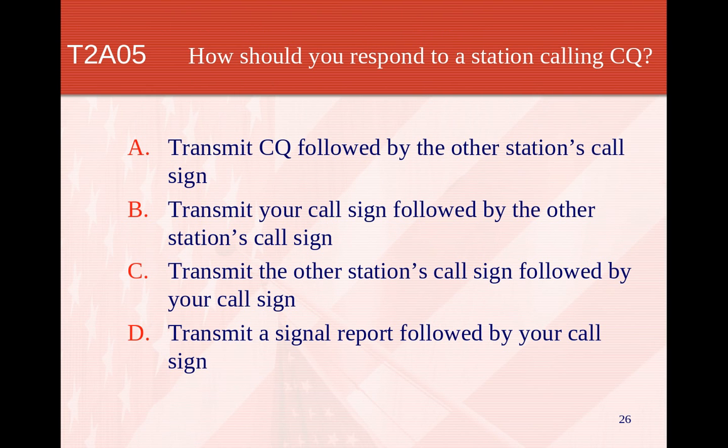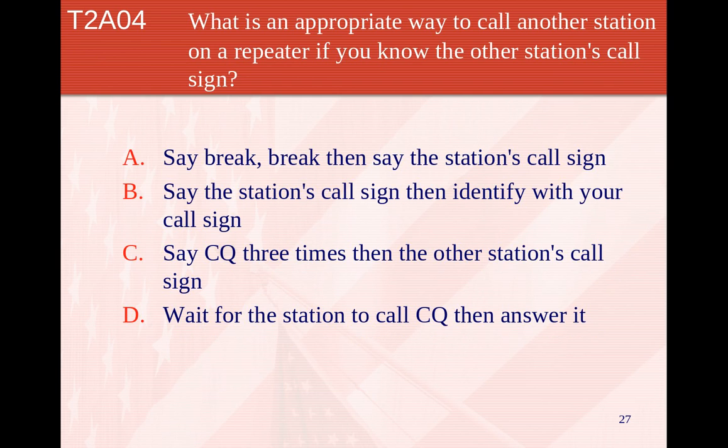How should you respond to a station calling CQ? Transmit the other station's call sign followed by your call sign. What is an appropriate way to call another station on a repeater if you know the other station's call sign? Say the station's call sign, then identify with your call sign. So for example, if I want to call John KB1EVY, I'll say KB1EVY, this is N1IR.